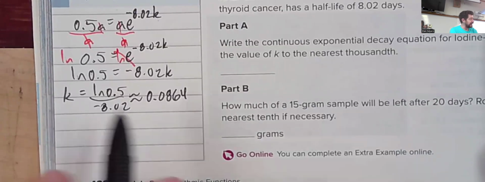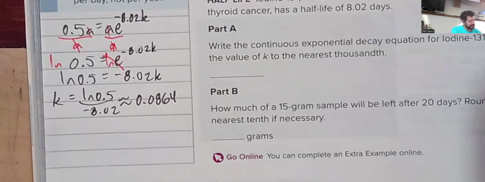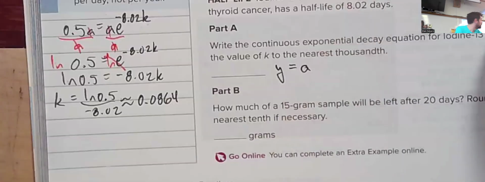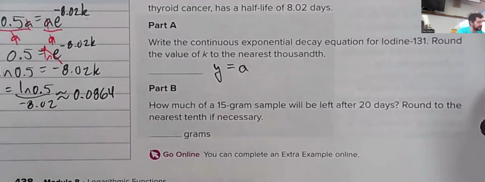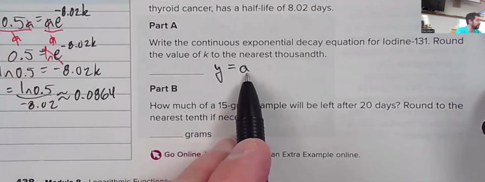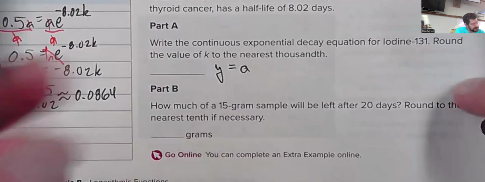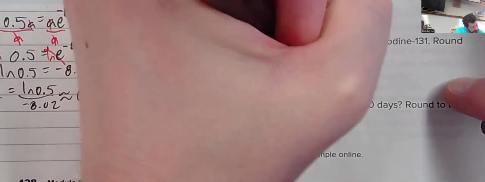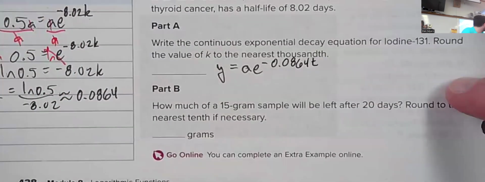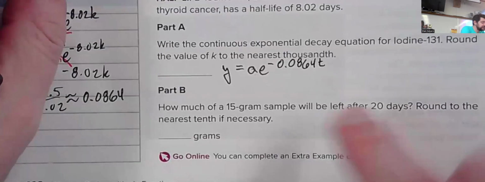So now that we have k, we're going to plug that back into our equation and say y is equal to a, because again, this is a generic equation, so we're going to assume we don't know how much we're starting with or how much we're ending with. So the start value we don't know, the end value we don't know, but we know we're going to have e to the negative 0.0864, and then whatever t is, we can use that as well. So there you go.